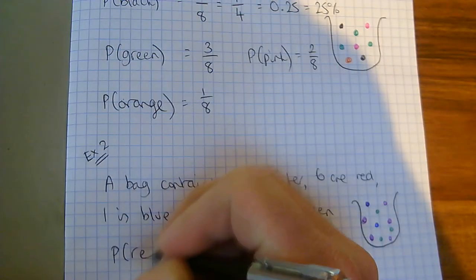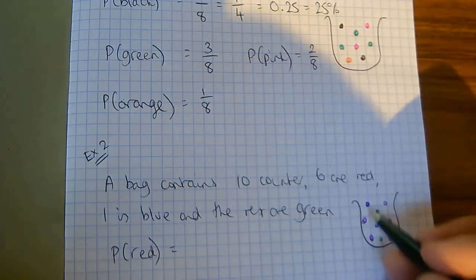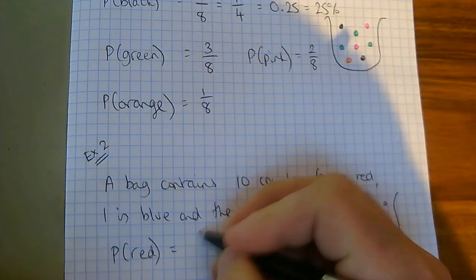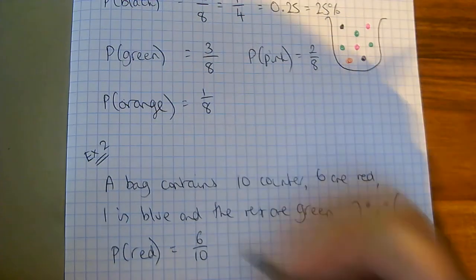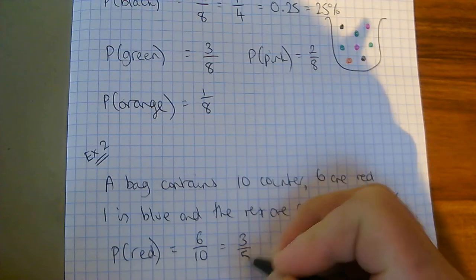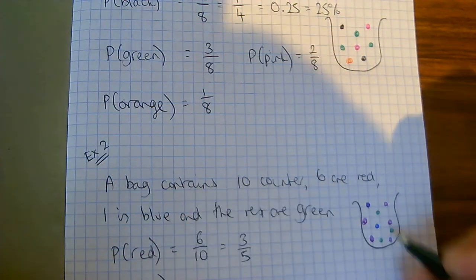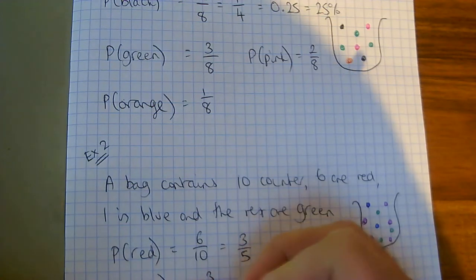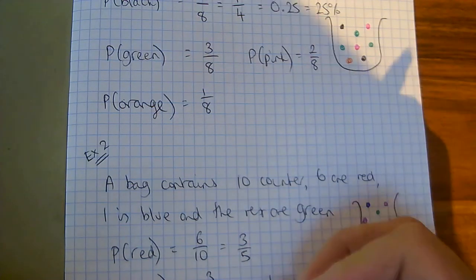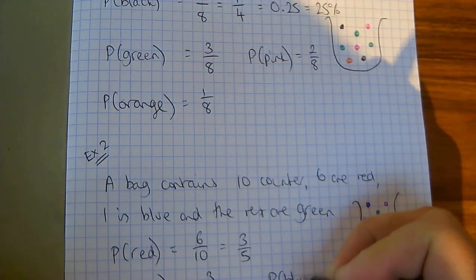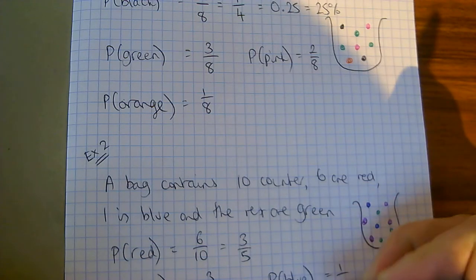I'm then going to work out the probability to pick a red counter at random. So 1, 2, 3, 4, 5, 6 out of 10 altogether. Could cancel it down again if I wanted to. I've got the probability I pick a green counter. There's 3 of those out of the 10 counters altogether. And the probability that I pick a blue counter, well, that's just 1 in 10.